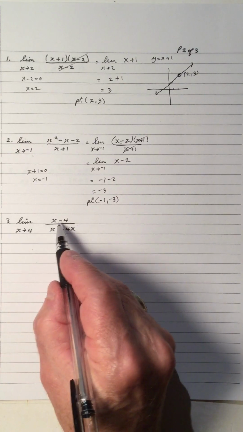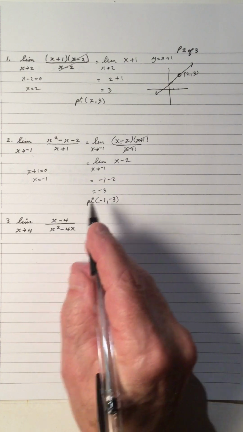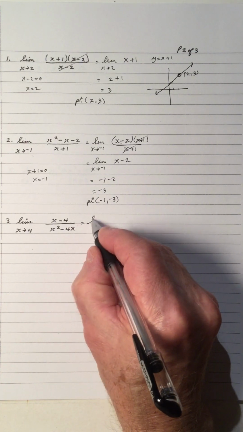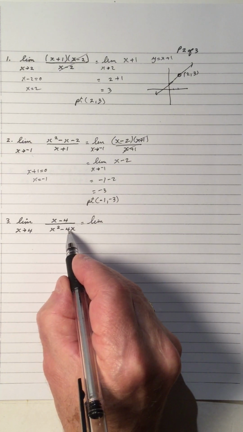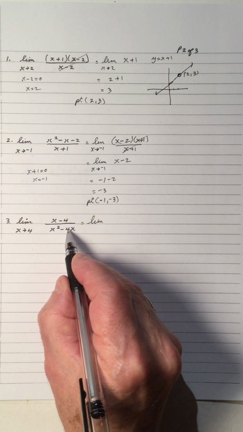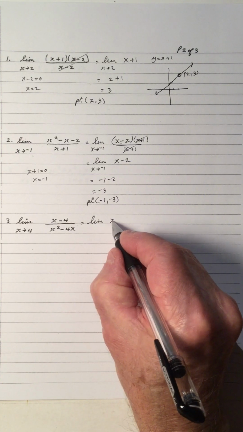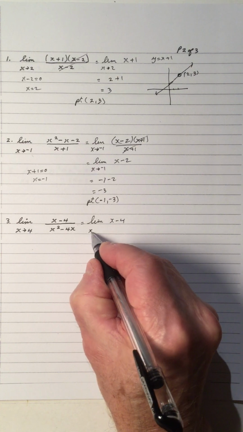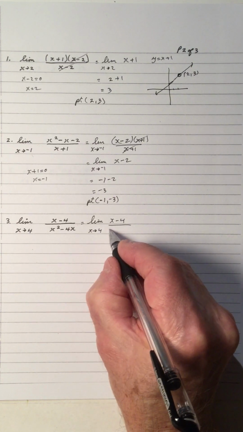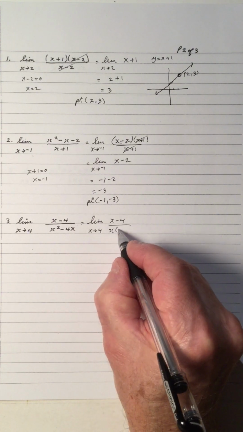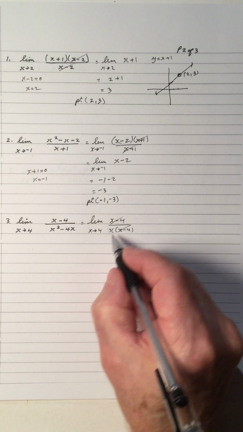And number 3, the limit as x approaches 4 for this rational expression. Let's see, if you put 4 here, you get 16. Put 4 here, you get negative 16, you get a 0. Put 4 here, you get a 0, so 0 over 0. So let's see if we can factor. In the denominator, we've got x as a GCF. We take x out, we get x minus 4. That means the x minus 4's cancel out.